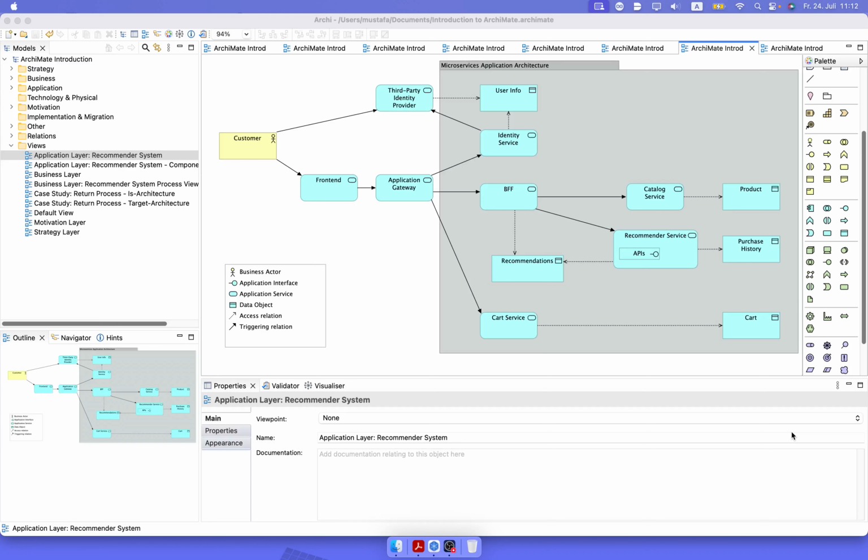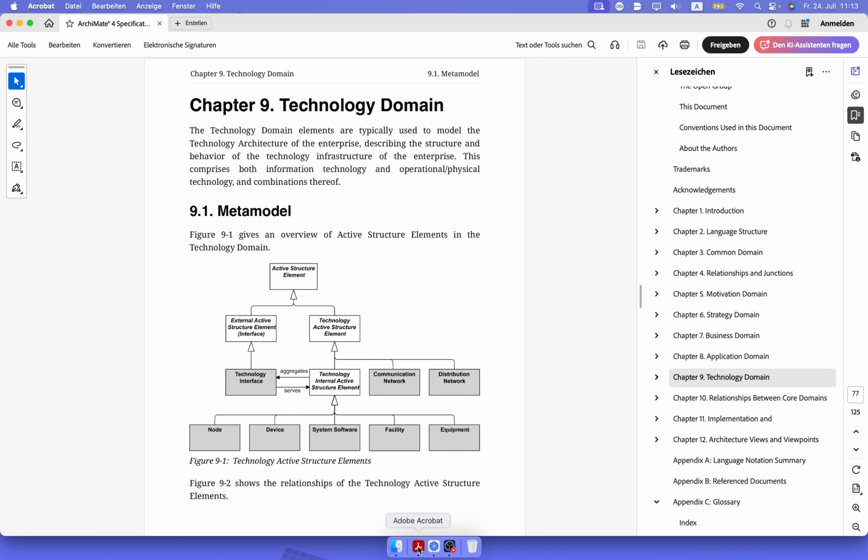Hello and welcome to a new session on the topic ArchiMate for Architecture Modeling in alignment with the TOGAF Architecture Development Method ADM. In today's discussion, we start the technology domain, the infrastructure, the system architecture. This is all synonym to the technology domain. If you take a look at the PDF we downloaded from the ArchiMate library from the Open Group, we are now in chapter 9, technology domain. Let's get started.